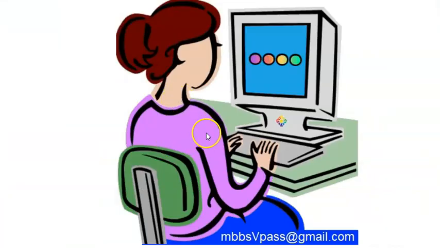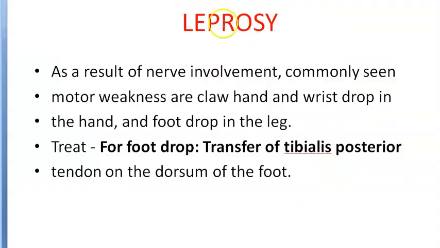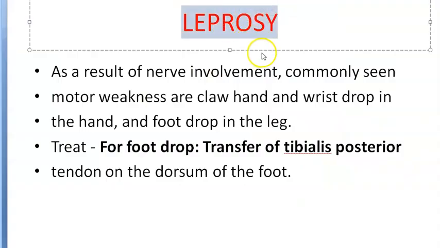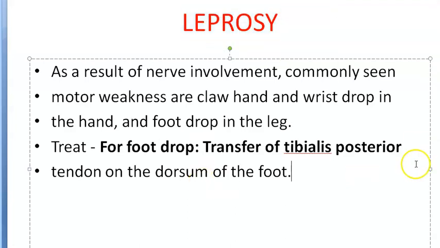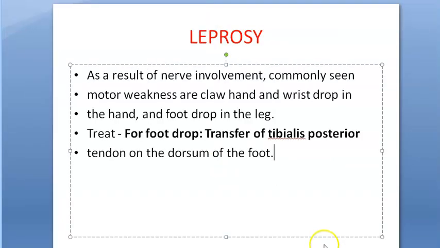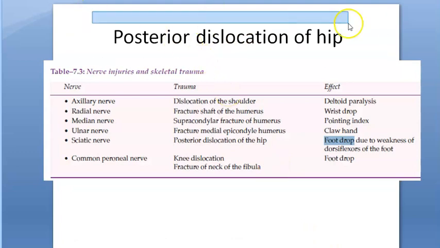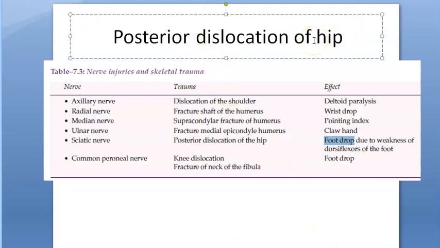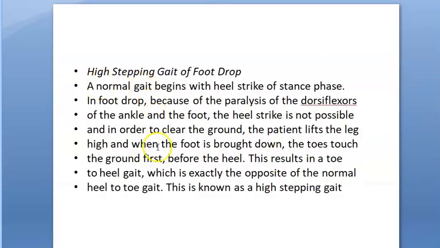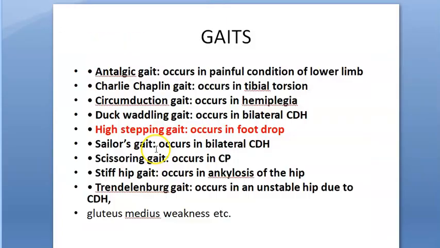How is it going, people? What are we looking at? Foot drop. Now just look at some causes why this nerve can get injured. Leprosy, it can happen. Posterior dislocation of hip. If the hip is dislocated posteriorly, what will get affected? Sciatic nerve, obviously.